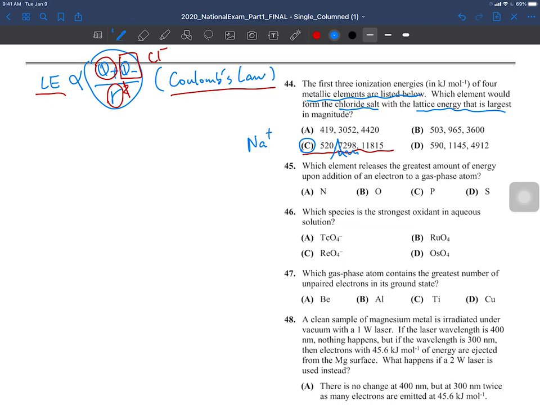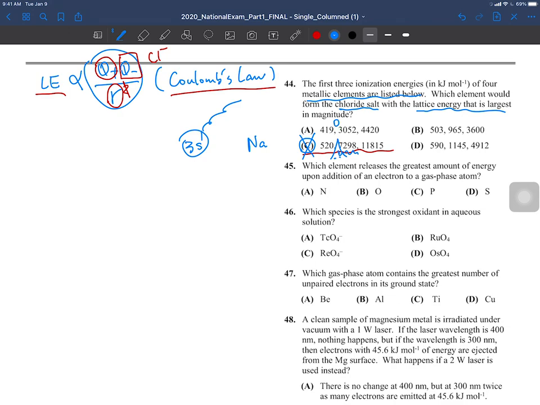Because sodium is 3s1. So the 3s1 is easy to be removed. And then the second one will be 2p6, which is in the inner shell, which is much harder. So this is why there is a huge increment. So I think we can eliminate C because it's plus 1, right? Probably, but we can have a further look.